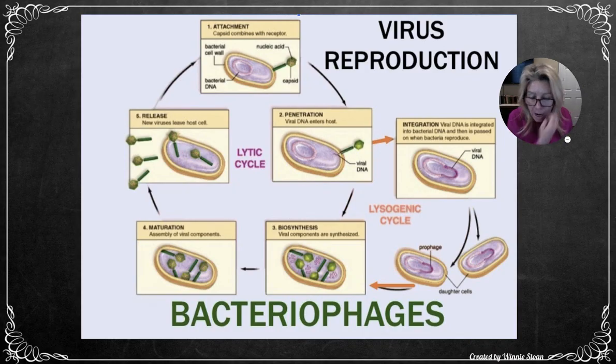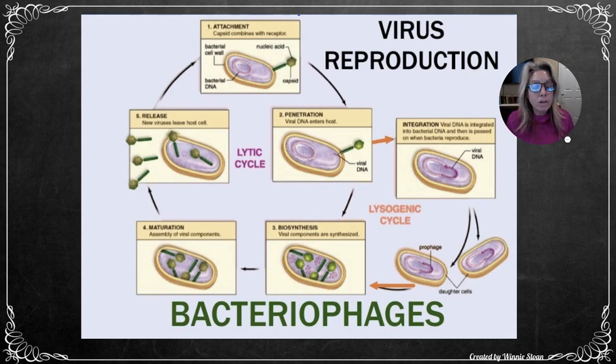Now, a lysogenic cycle, this is what follows penetration, and then you have a step called integration. So following penetration, there's an integration step where viral DNA is incorporated into bacterial DNA, and then that virus is going to lay latent, and it is called a prophage. I've given it to you in your notes, but I would highlight prophage, which is replicated along with the host DNA.